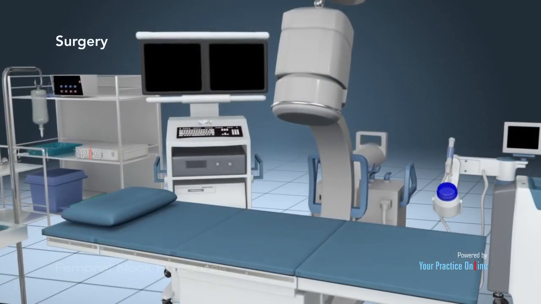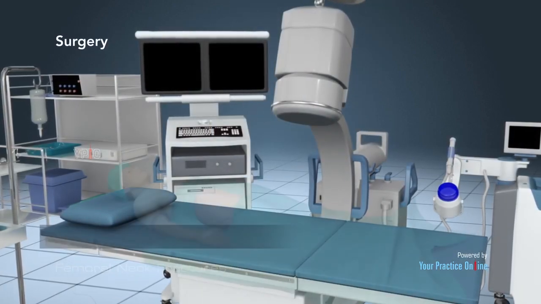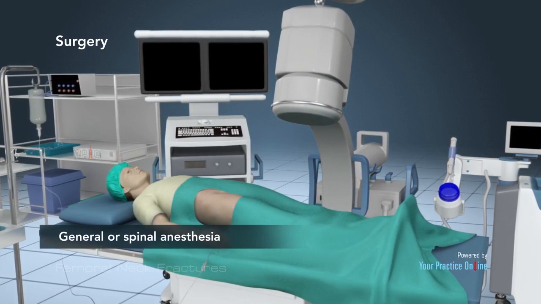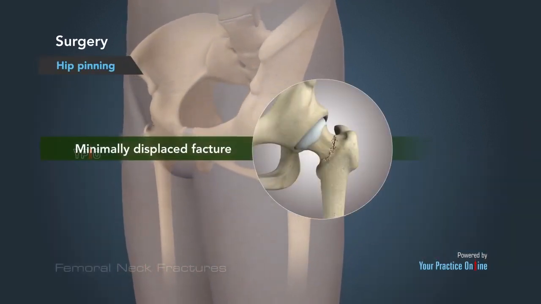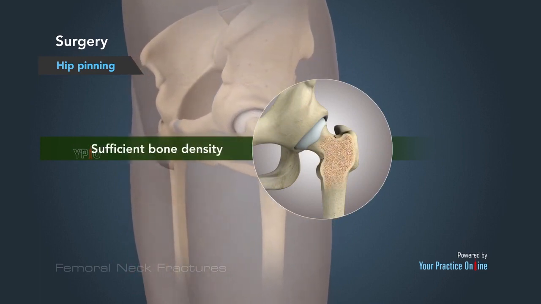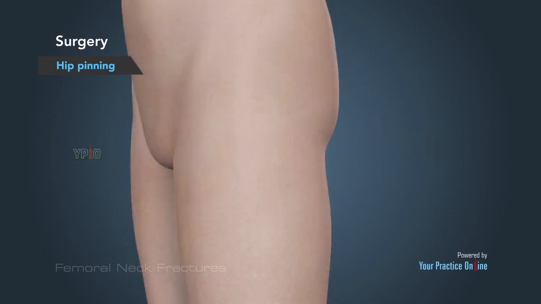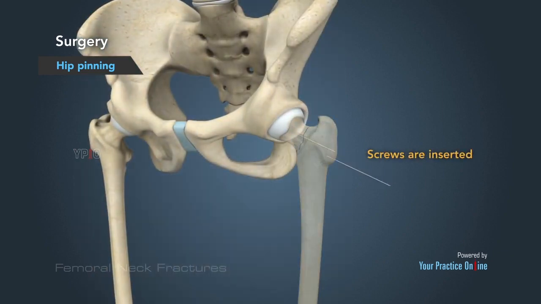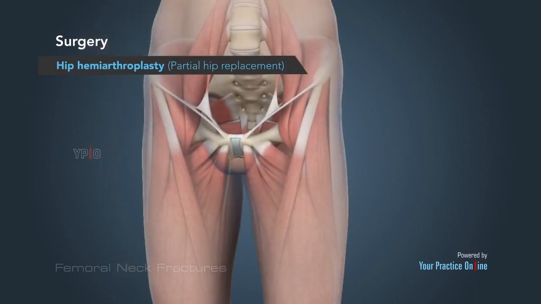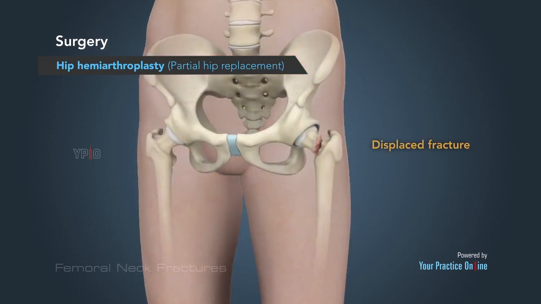Surgery for a femoral neck fracture is performed under general or spinal anesthesia. Hip pinning is recommended if your fracture is minimally displaced and you have sufficient bone density. Your surgeon will make a small incision on the outside of your thigh and insert several screws to stabilize the broken bones. Hip hemiarthroplasty, or partial hip replacement, is suggested if you have a displaced fracture.